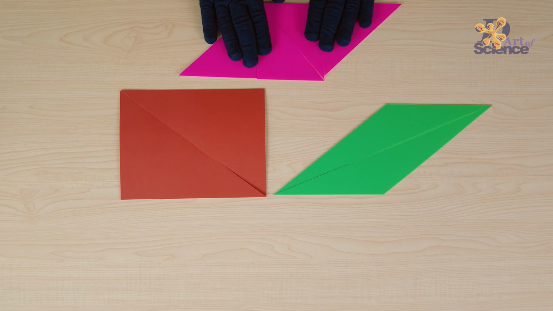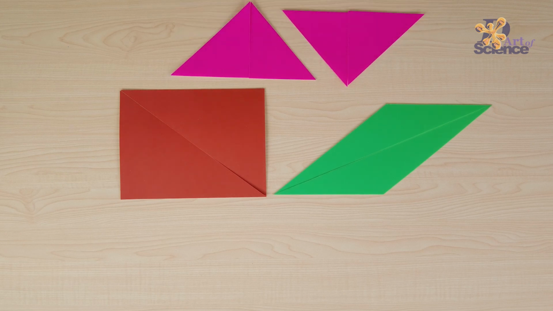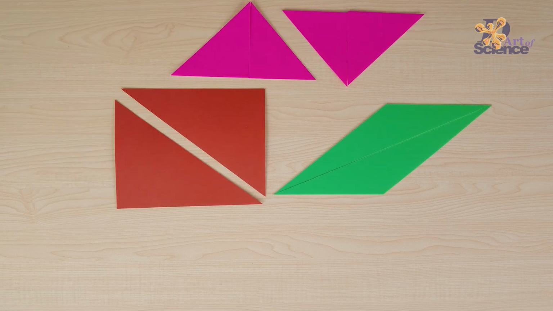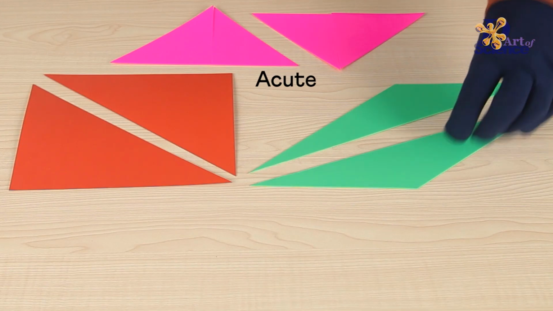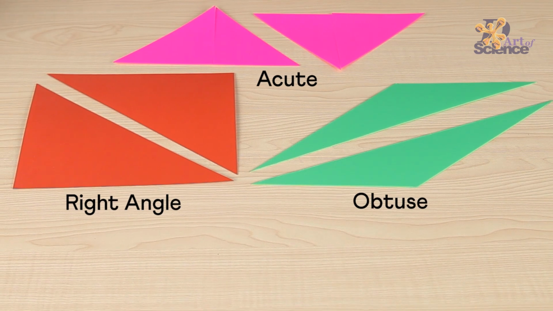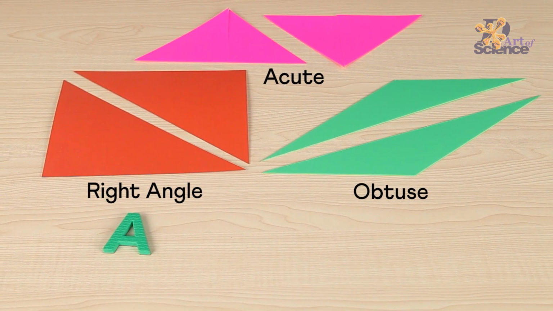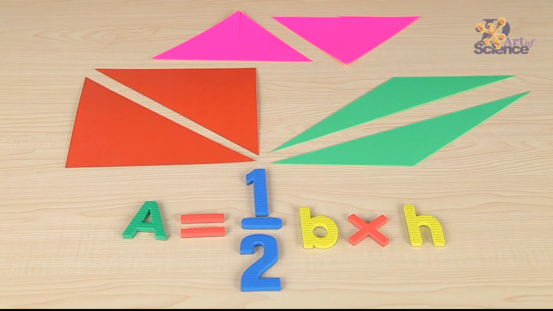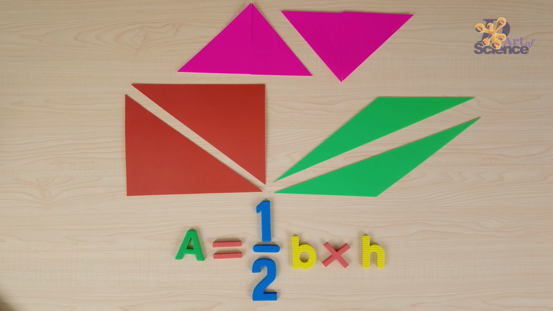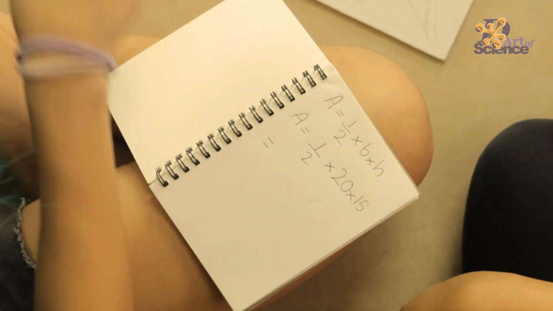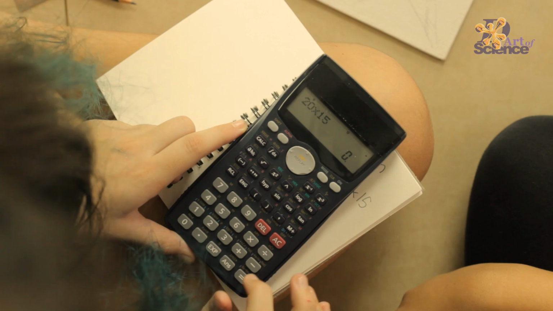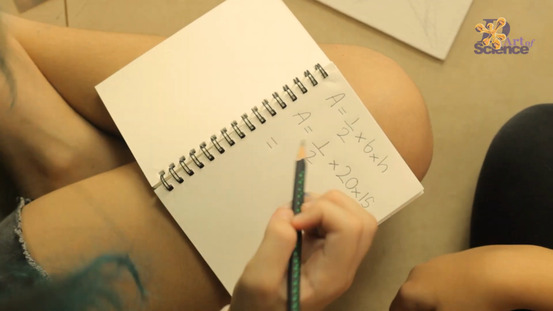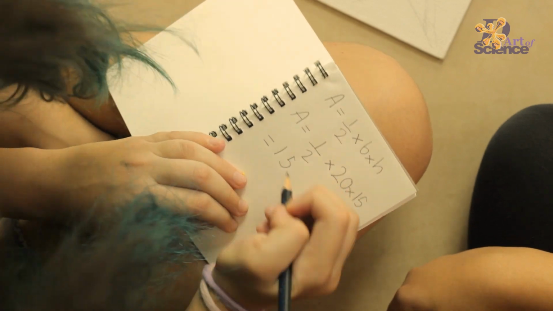Now here we have 3 different types of parallelograms, and if we cut them all in half along the diagonals, we get different kinds of triangles. Acute triangle, right angle triangle, and obtuse triangle. Since all these triangles are halves of the parallelograms, they all share the same formula for the area, which is half into base into height. Mathematically, we now know that if triangles have the same base and height, their areas will be equal. But now, we are going to see it physically.